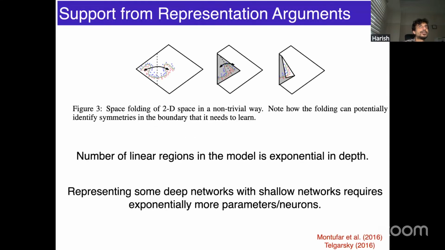So there are a lot of representation theory arguments, right? Which argue that the number of linear regions in the model is exponential in depth, right? And you can also easily prove that representing some deep networks with shallow networks requires exponentially more parameters, right? These are representation theory arguments which are useful to an extent, but they do not explain how your learning process discovers those parameters, which is really the core question of learning dynamics and understanding why gradient descent discovers the right parameters.